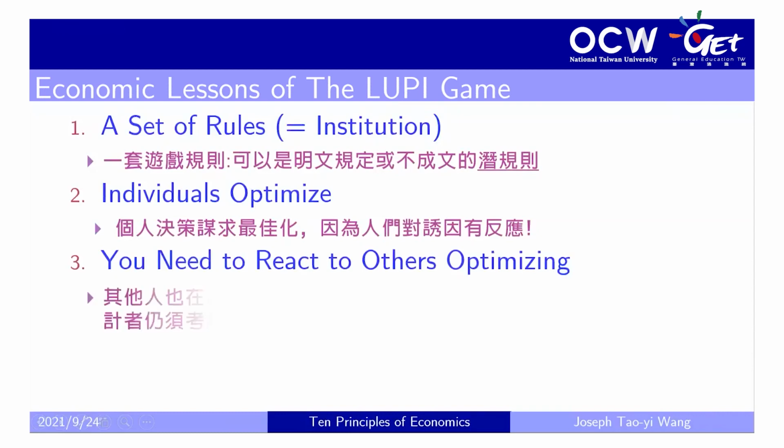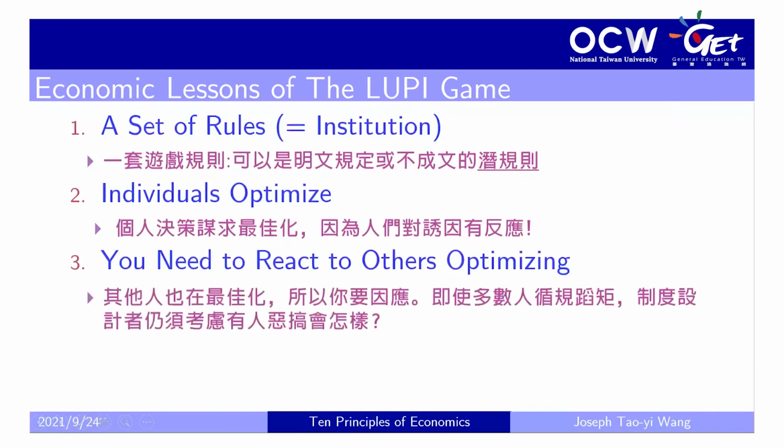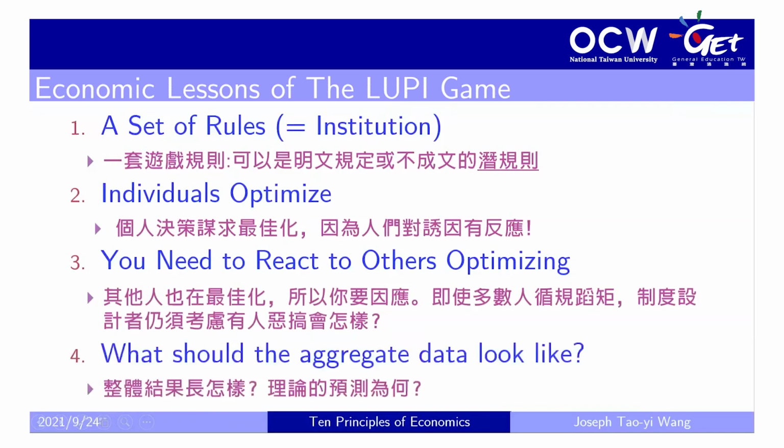But you need to react because other people are maximizing. So in the LUPI game, picking 1, if nobody else is picking 1, then you win. But other people may be picking 1. So you should think, should I pick 2 or more? Based on institutions, individual optimizing, and reaction to other people's optimization, you should ask, what should the aggregate data look like? So that's the theoretical prediction.